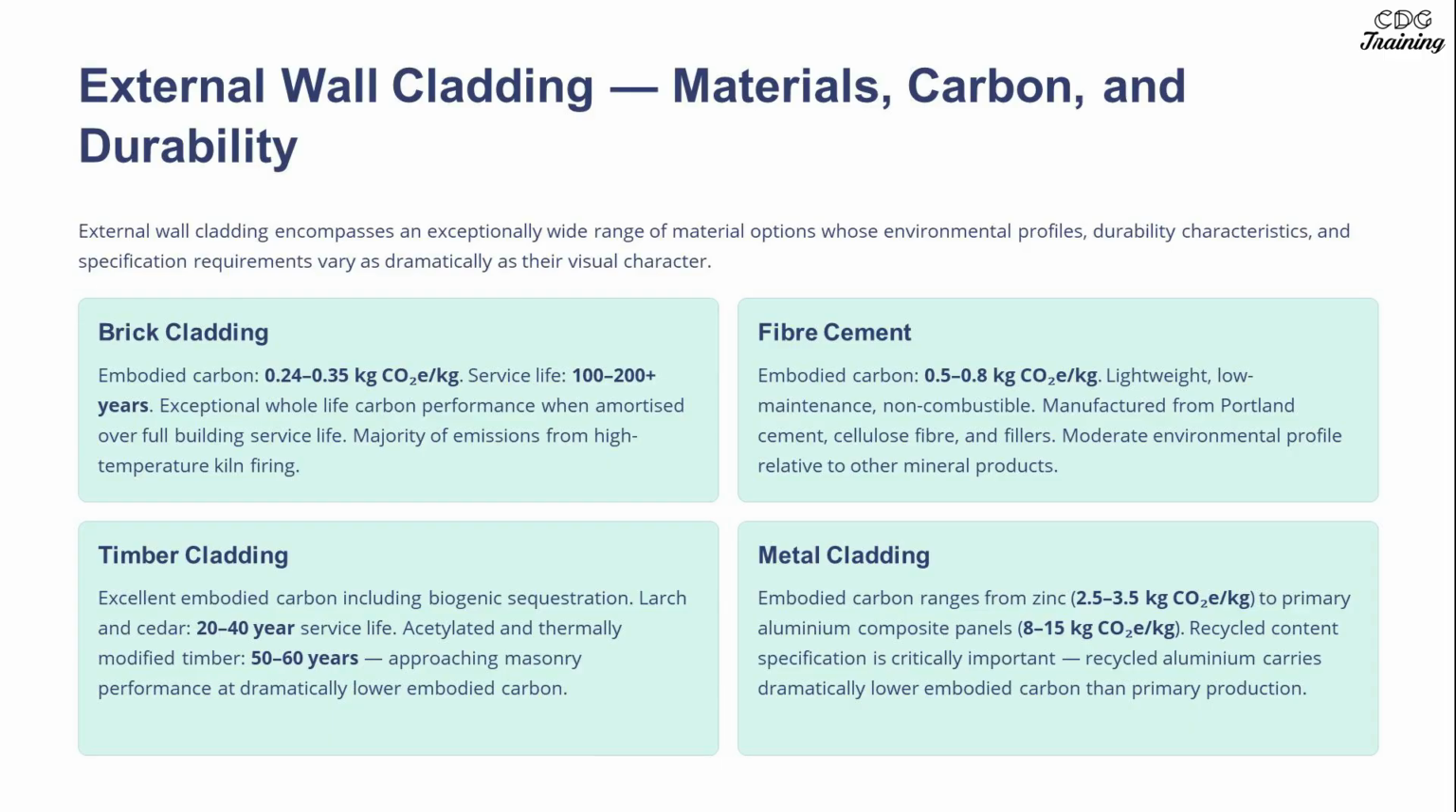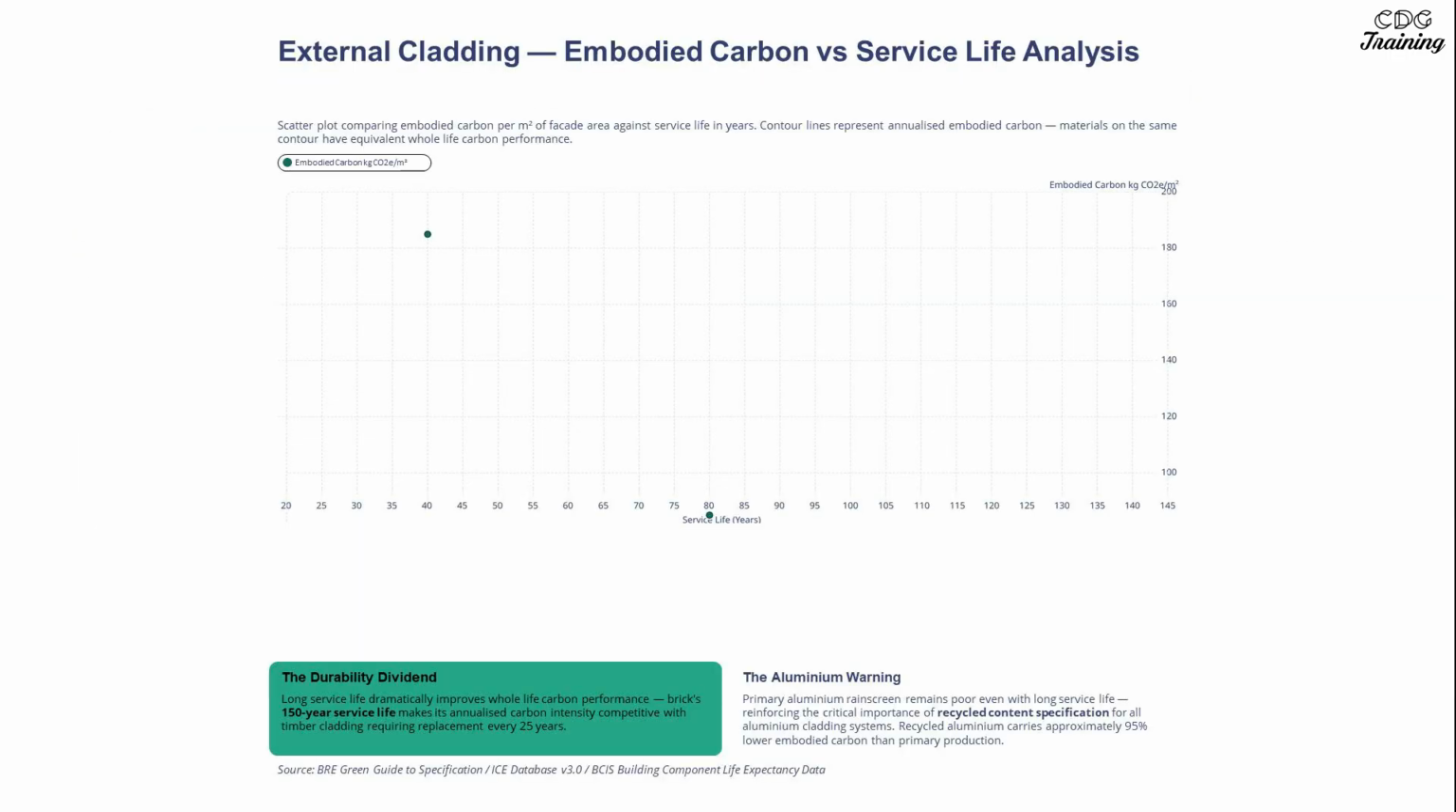Wall cladding materials vary in their carbon footprints and durability. Options like brick, fiber cement, and timber offer different benefits, influencing their selection based on environmental and performance criteria. An analysis of cladding materials shows the relationship between embodied carbon and service life. This helps in selecting materials that offer long-term sustainability and performance.